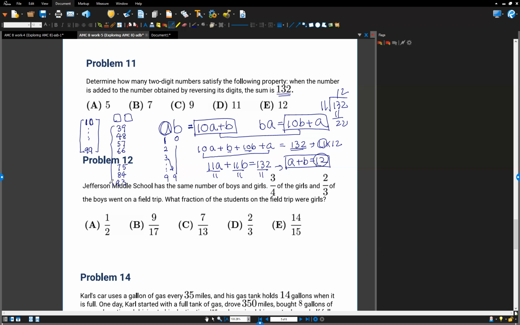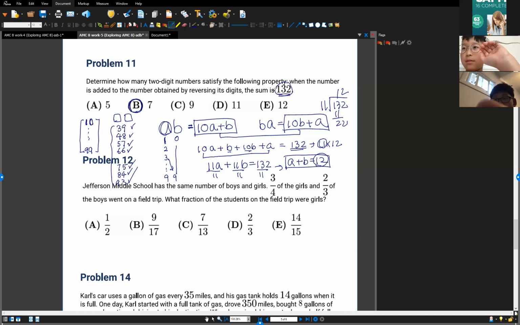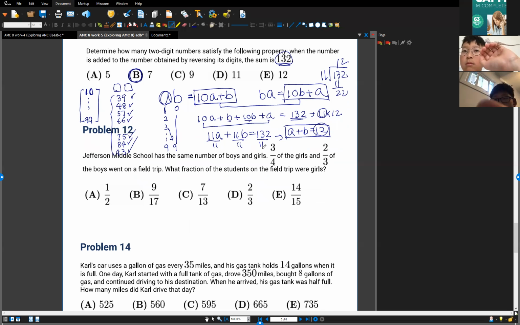How many numbers are there? 1, 2, 3, 4, 5, 6, 7 numbers. All satisfy the conditions. Are you guys with me? Yeah. All right, that's the answer. All right, number 12 now. Number 12. Okay.